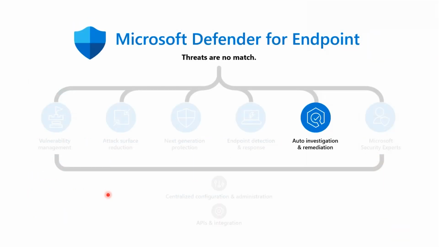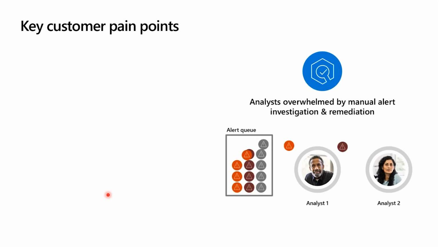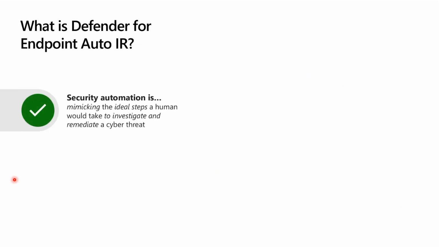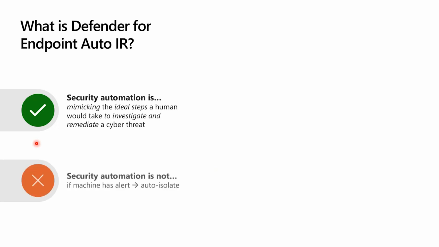So let's look at auto investigation and remediation. Now, some of these, AIR, or automatic investigation and response, are actually activated by default, but we can actually create our own as well if we chose to act on some of these, depending on the severity level. But this is what they're trying to show us, that security automation is not just isolating the machine.